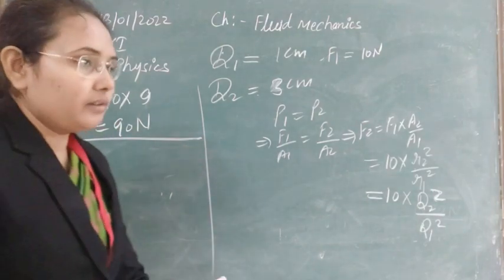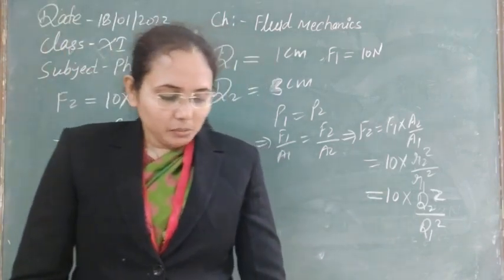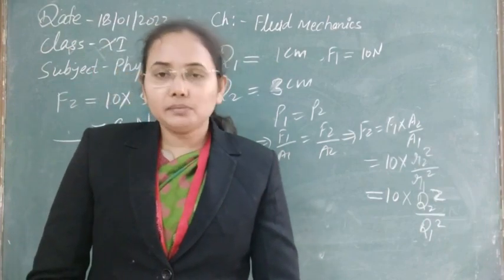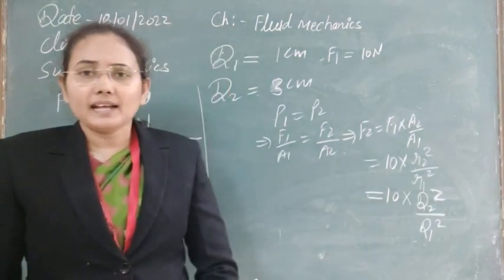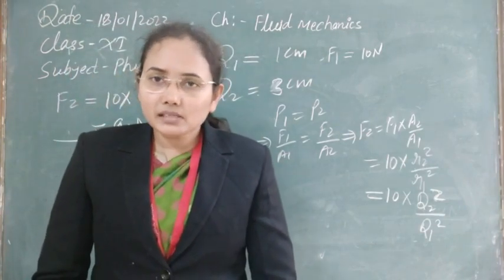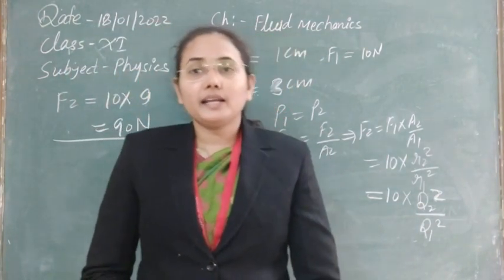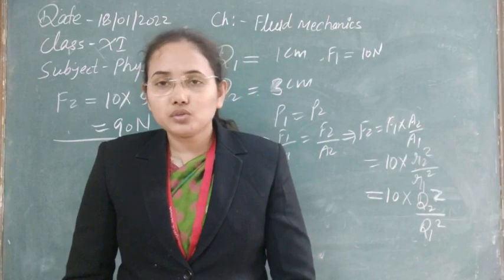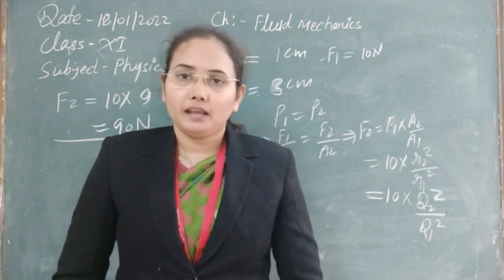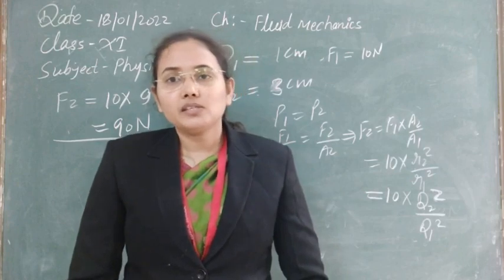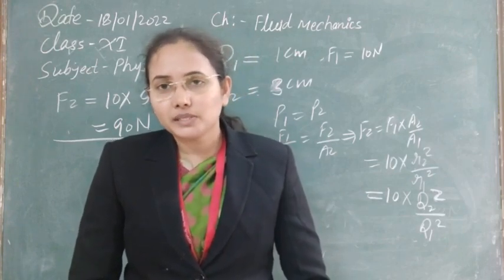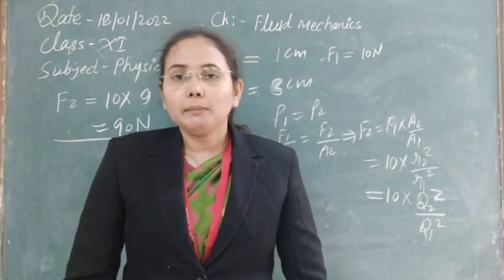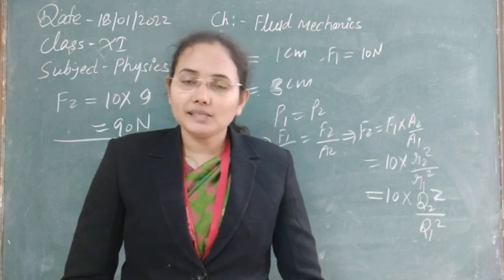Now let's see the second question of this particular problem: the smaller piston is pushed in through 6 centimeter. How much does the larger piston move out? In Pascal's law, as one of the limitations, the liquid that we are taking is an ideal liquid, meaning an incompressible liquid. Also that liquid has no viscosity. So whatever work we do on the first piston and whatever pressure we apply on the first piston, that pressure will equally be applicable to the second one without any dissipation of energy.